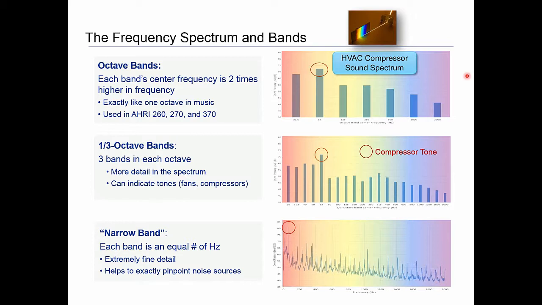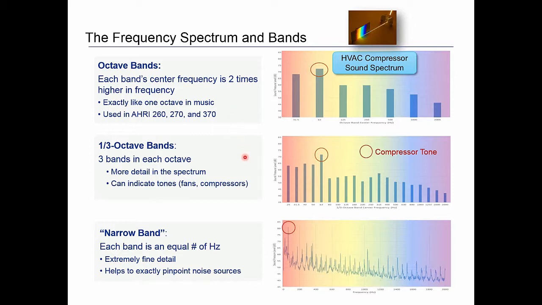And most equipment noise is expressed as a spectrum in so-called octave bands, where each band represents all the sound energy in that band, and the band goes up by factors of 2. So you go from 31.5 to 63 to 125 and so forth. And they're literally exactly like octaves on a piano. And the value of the octave band is all the sound energy contained in that band. This is important because these are the values used to describe HVAC equipment noise by AHRI standards 260, 270, 370, and others.